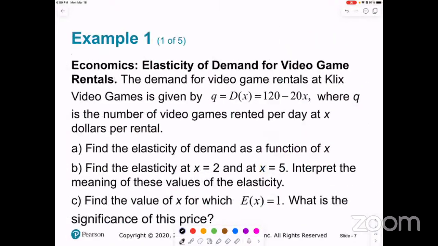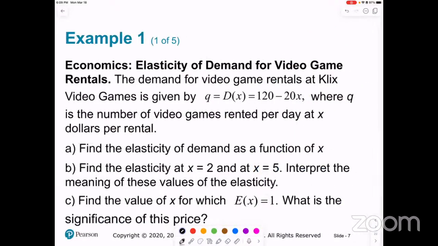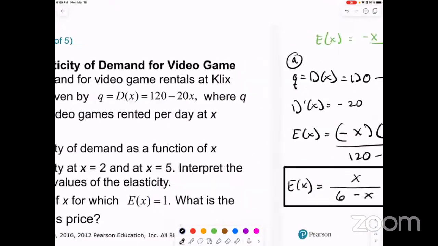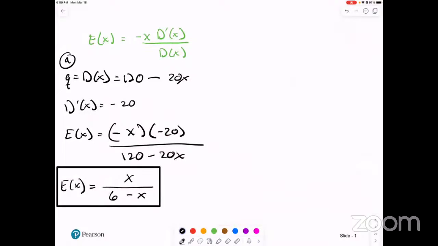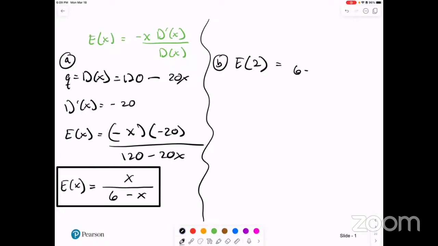Find the elasticity when x is 2 and 5 and then interpret the results. So then for part B, the elasticity when x is 2 is going to be 6 minus 2 over 2. 6 minus 2 is a 4, so what is that, a half?